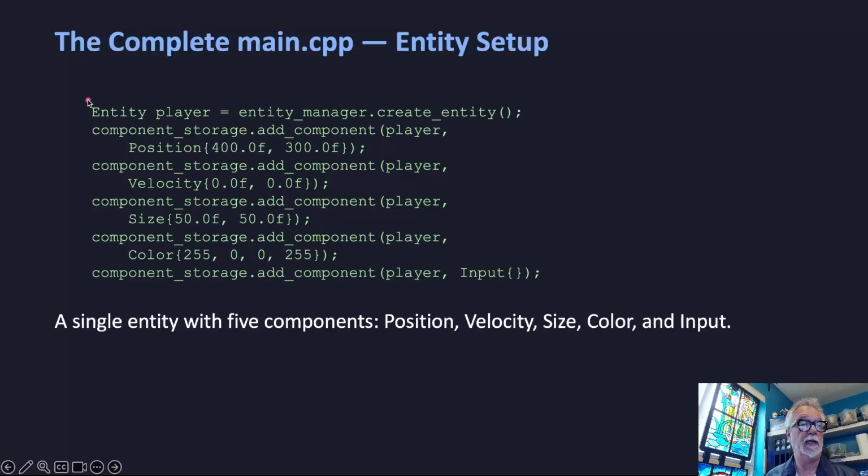And then I add my very first player. It is a player that has a position. My position is 300, 400, 300. It has a velocity. It's 0. That is a placeholder for our player input system to change when we're moving around. It has a size, a color, and it also has an input, right? So these are the 5 components that we have: 1, 2, 3, 4, 5.